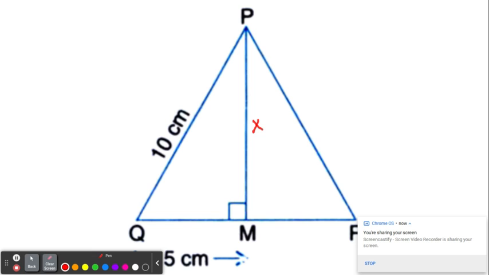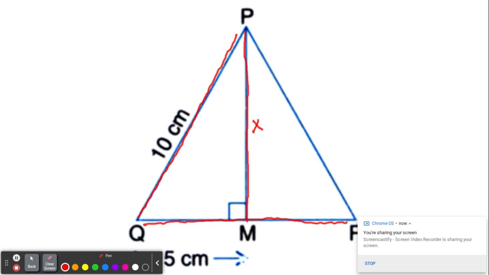Well, this is an equilateral triangle, so there's two different ways that we could find X. First of all, we know that when PM comes down here, this is an altitude. It bisects this bottom side. So if the left side is 10, that means the bottom side is 10. And if we bisect it, that's where our 5 centimeters comes in. So we do have two sides of this right triangle. We could use the Pythagorean theorem to find x.